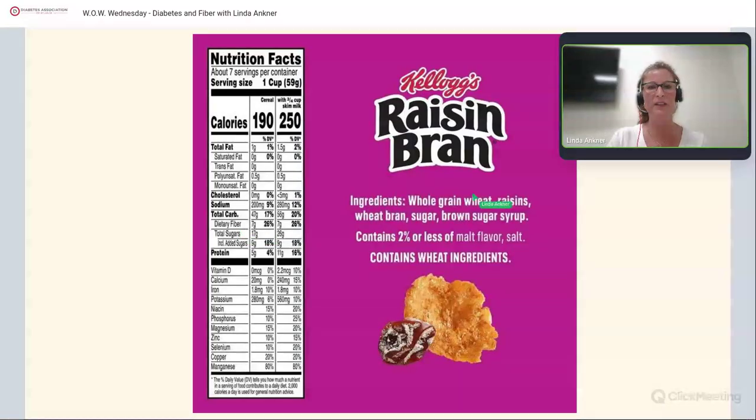And then here you can also see the ingredients listed. So see how it says whole grain wheat? So that's what you want to make sure you're looking for in your ingredient labels is the type of grain or flour that they're using.